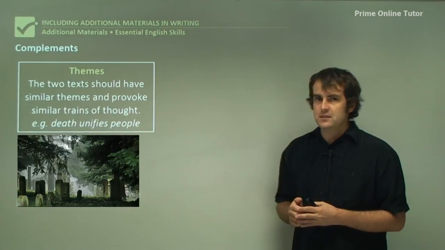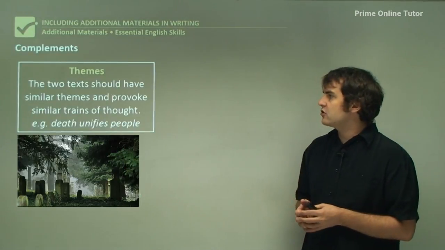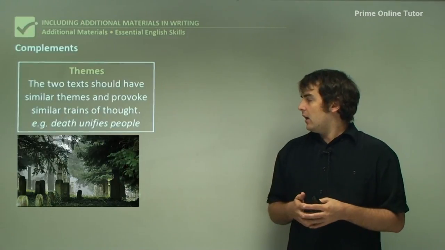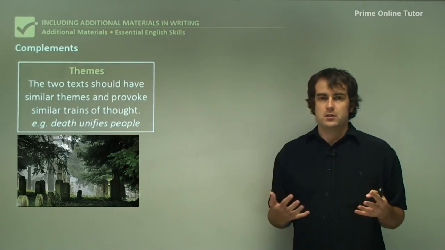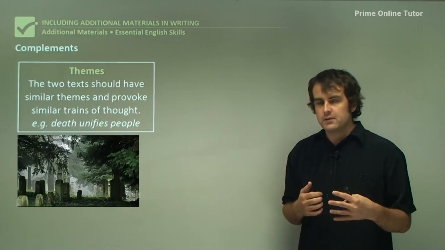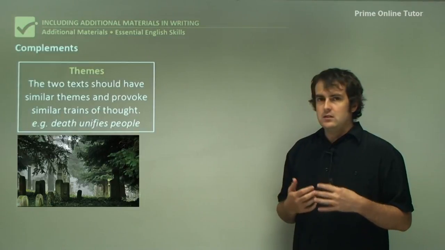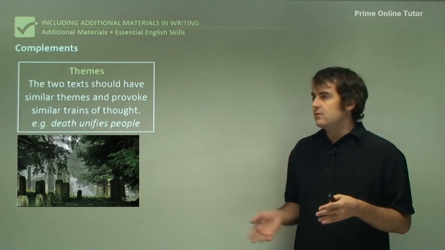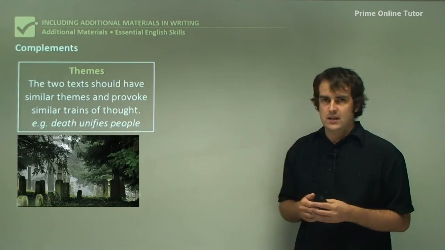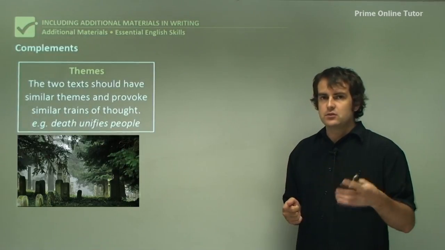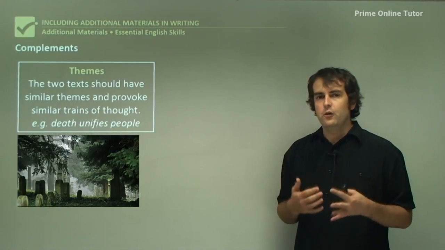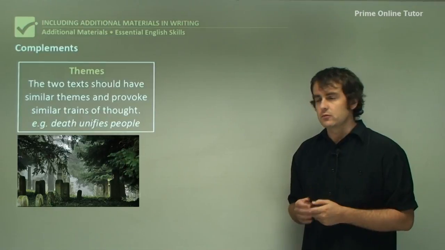Okay, so how can it complement? First of all, in themes. The two texts should have similar themes and provoke similar trains of thought, for example, death unifies people. So if the texts have that as a common theme, a common ground, a common message, yet get there in entirely different ways, that's what you'd be looking for. Something where there's a similar message, a similar sort of background and a similar line of thought that it's trying to get its audience to receive.